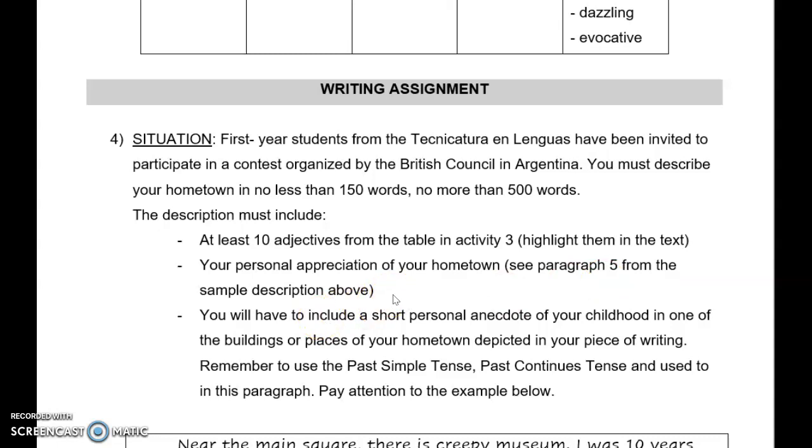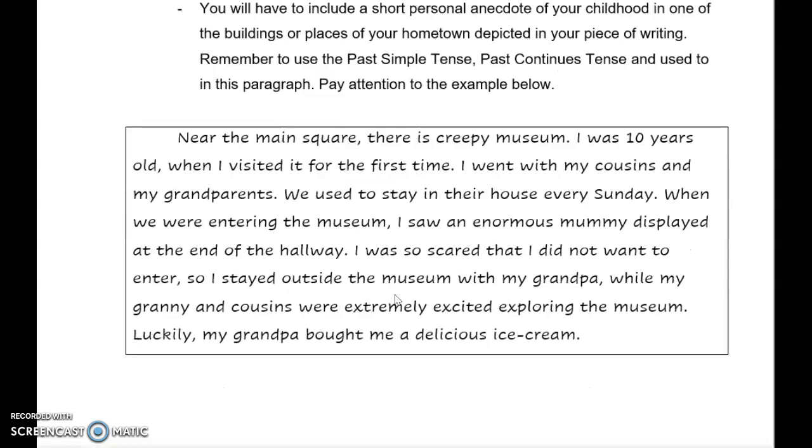Then you will have to include a short personal anecdote of your childhood in one of the buildings or places of your hometown depicted in your piece of writing. So remember to use the past simple tense, past continuous tense, and used to in this paragraph. Pay attention to the example below. So have a look at this example.